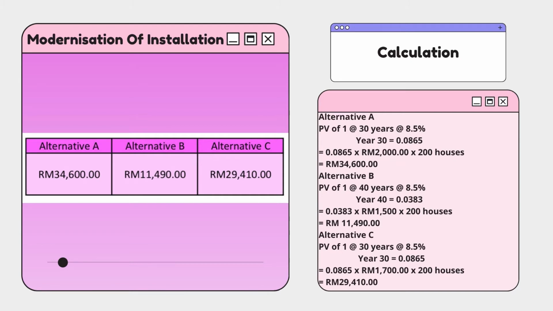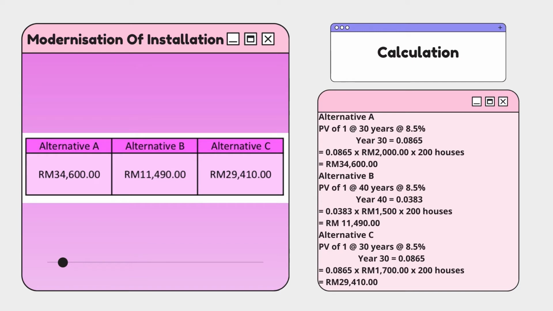The calculation for the modernization of installation or renewal cost is 0.0865 multiplied by the cost 2,000 ringgit, and the number of houses, 200 houses, will equal 34,600 ringgit for alternative A. Similar for alternative B and C, but for alternative B, the modernization of installation cost is at 40 years, 8.5% as well, which will set a 0.0383 instead. 0.0383 multiplied by the cost per house, 1,500 ringgit, multiplied by 200 houses will obtain 11,490 ringgit for alternative B.